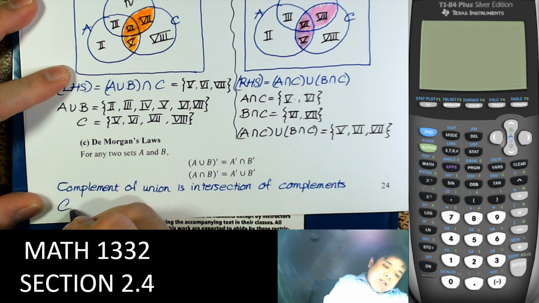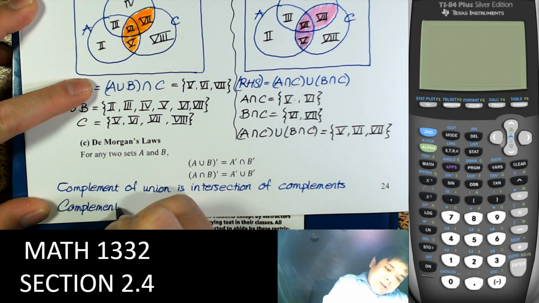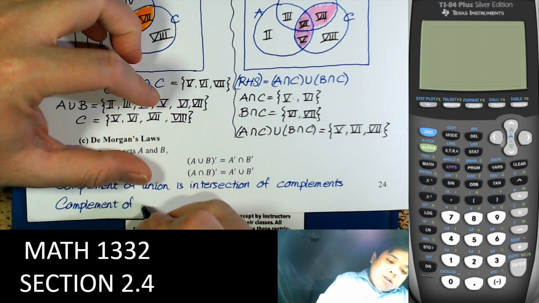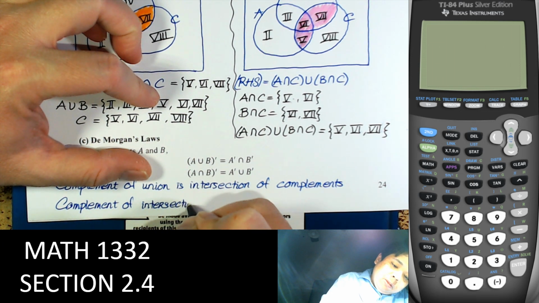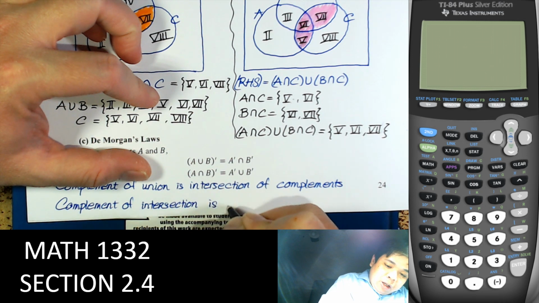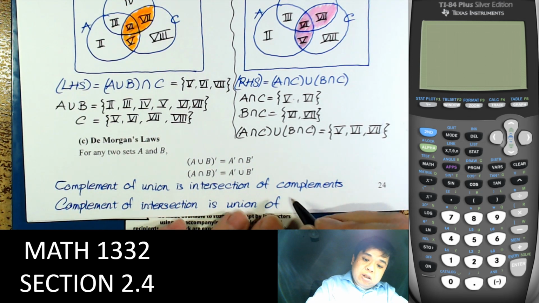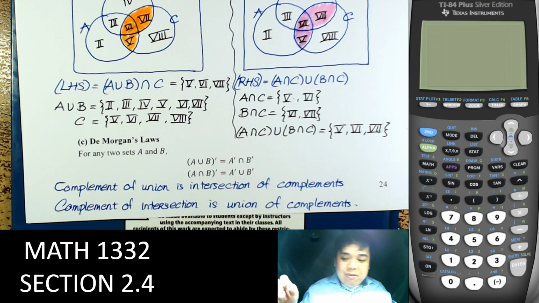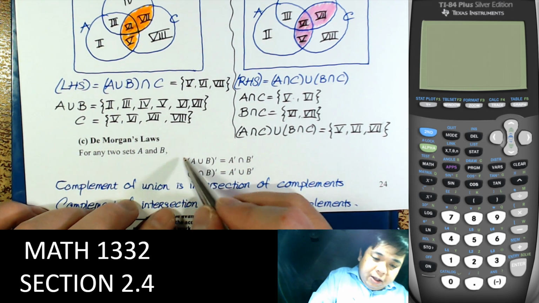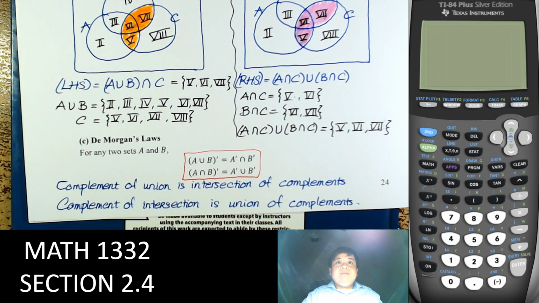And then complement of intersection is union of complements. Yeah, a bit catchy there. Just have that.